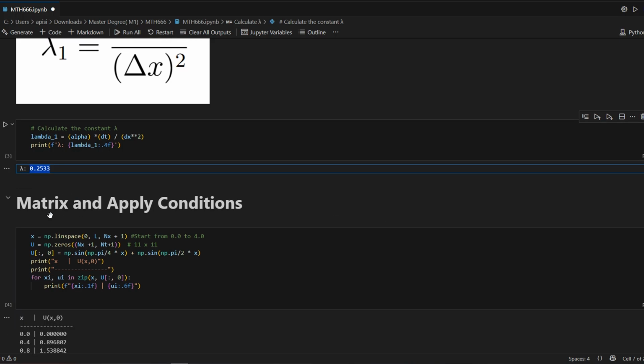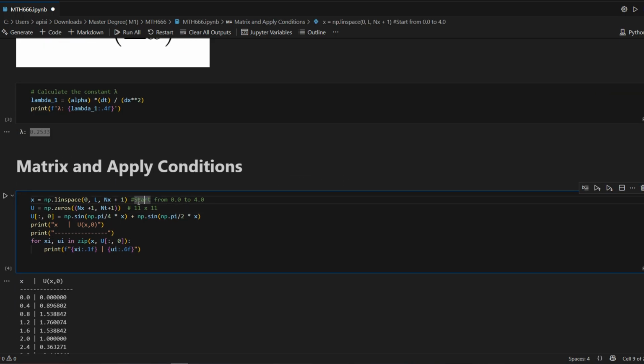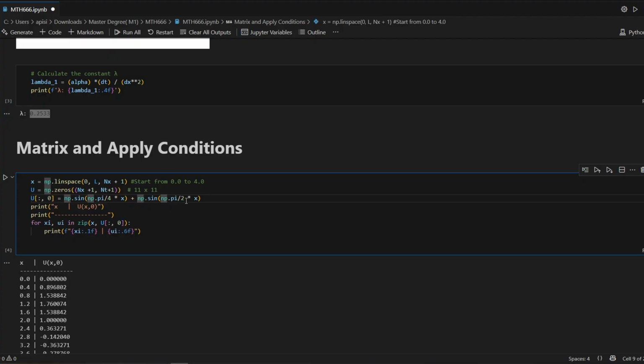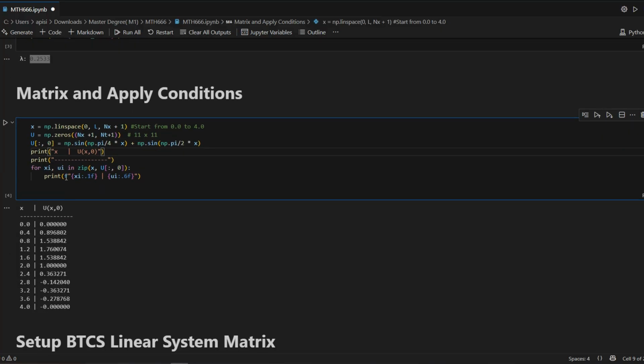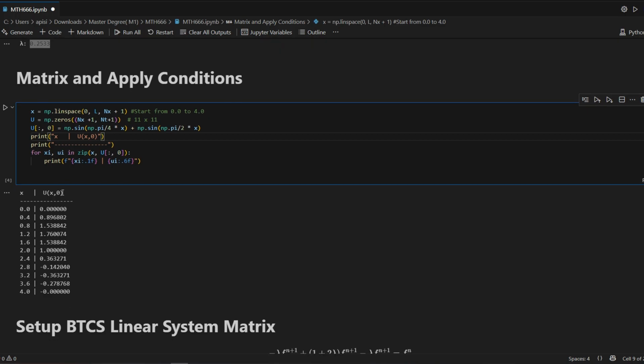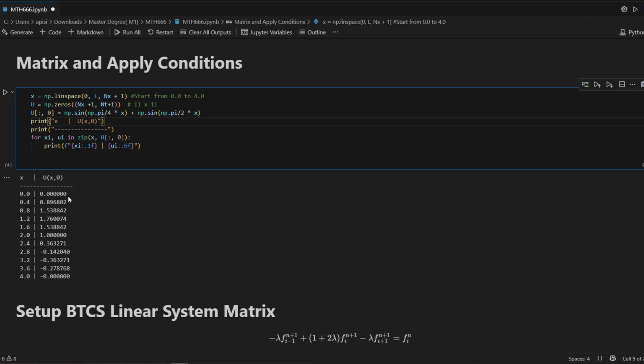The next step is the matrix and applying conditions. We divide the domain into 11 positions and create an 11 by 11 zero matrix. In the first column, we substitute the initial conditions into the function sin(pi x divided by 4) plus sin(pi x divided by 2), while the other columns remain 0 for the future time steps. And at each position, we will get the value of the initial conditions at time 0.